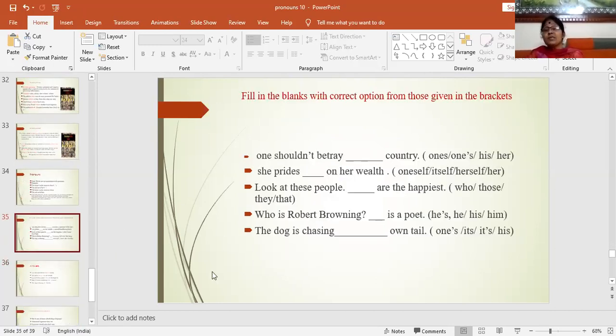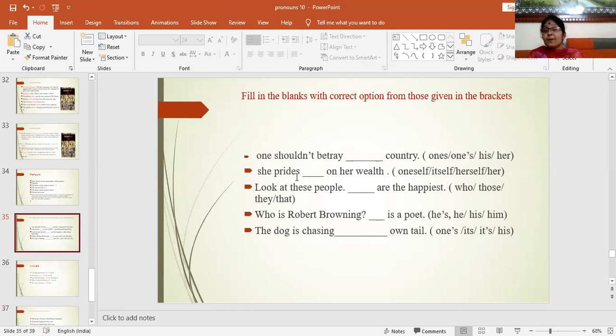Now let us do some exercises to know if we have understood. Fill in the blanks with the correct option from the given choices. Now you try to solve them and then we'll check with the answers. One shouldn't betray dash country. One's, his, her. Which one has to come here?